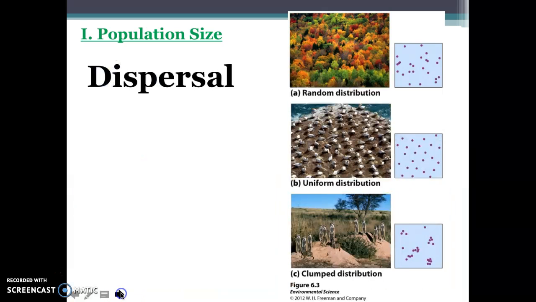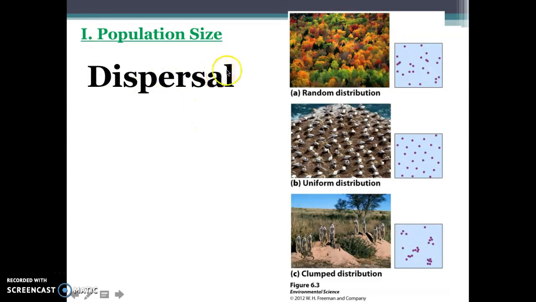Let's get this started. If you notice at the top of each of my slides, I've got some green words up here with Roman numerals. Those are the topics that you're going to be taking notes on in this lecture. First one is population size. So we're going to talk about population size first.